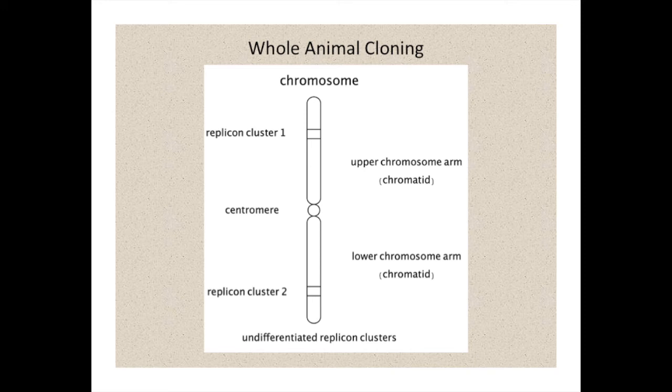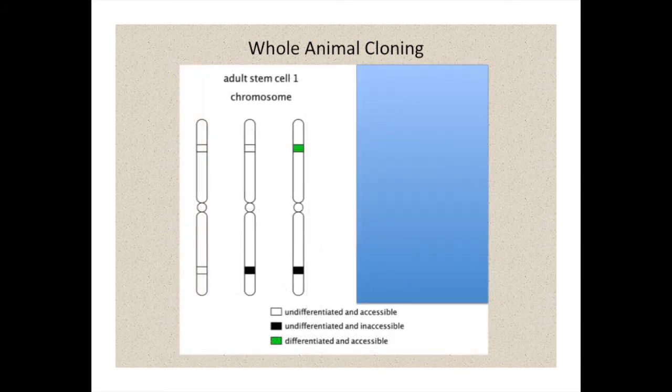We're going to start by showing a diagrammatic representation of a chromosome, and we're going to include two replicon clusters. Remember earlier in the video when I was using rubber band models with paper clips to illustrate what a replicon cluster might look like if you removed it from somewhere inside the chromosome? That's what these replicon clusters represent. Here is the centromere of that chromosome, and the upper chromosome arm, and the lower chromosome arm, which are called chromatids.